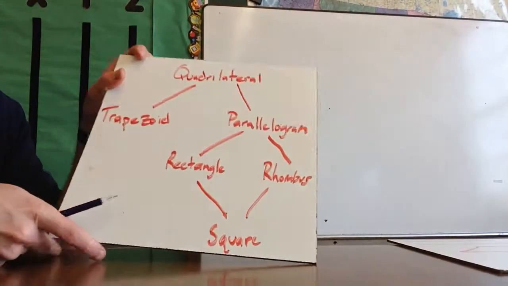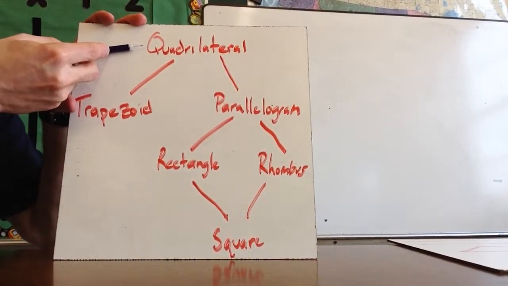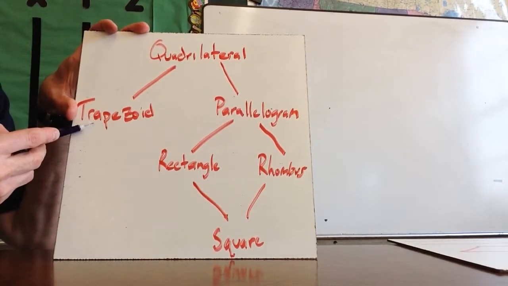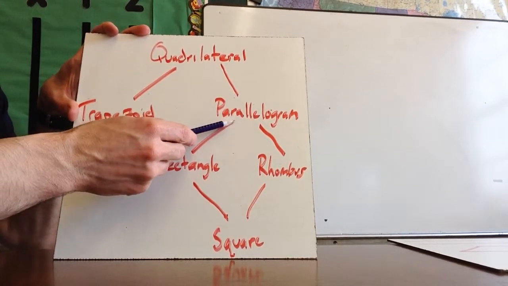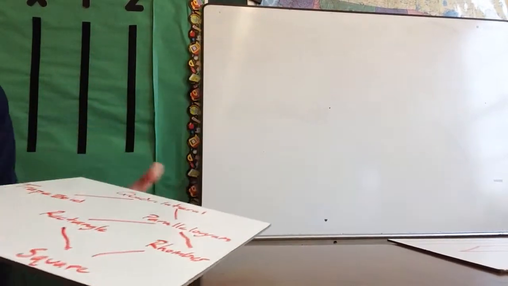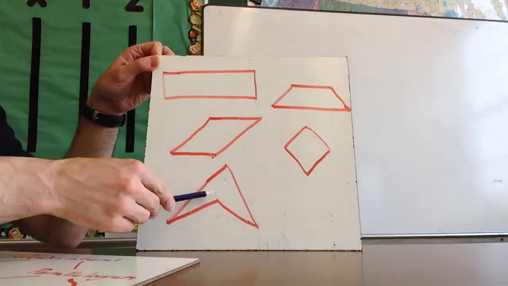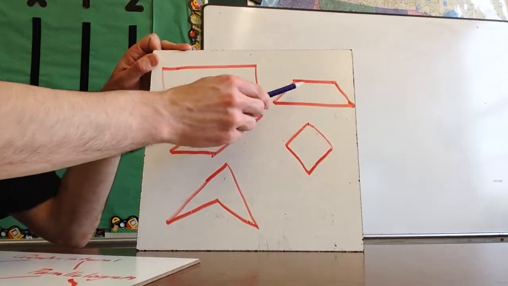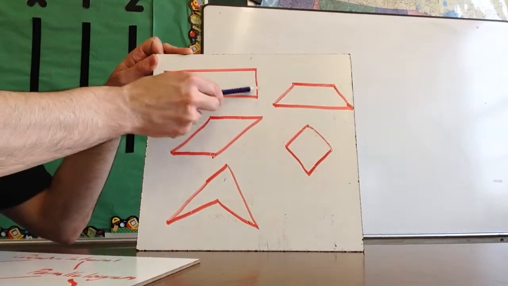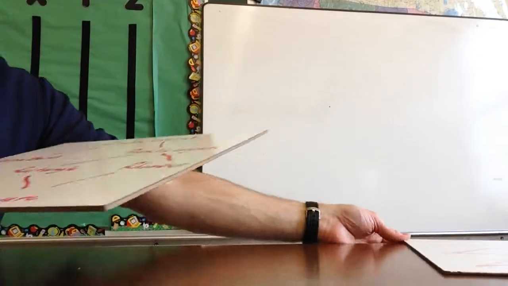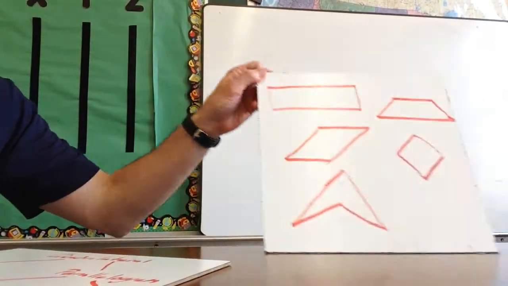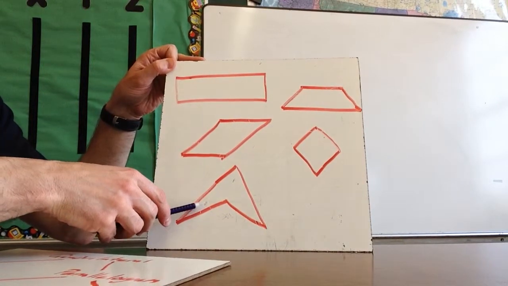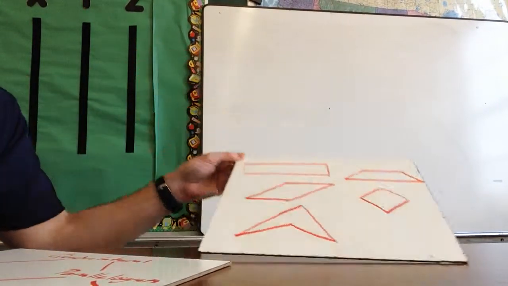Now, at this point, a quadrilateral has 4 sides. A trapezoid has 1 set of parallel lines. A parallelogram has 2 sets of parallel lines. And a plain old quadrilateral would have no sets of parallel lines. So no sets of parallel lines, 1 set of parallel lines, and this one has 2 sets of parallel lines. There are no other objects underneath the quadrilateral or underneath the trapezoid.